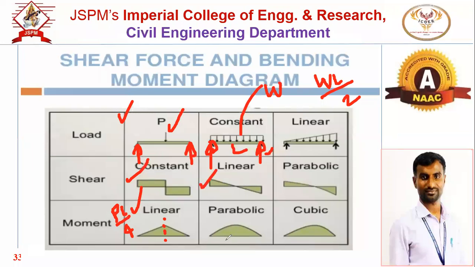And bending moment will be a parabolic curve, or we can say second degree curve, and maximum bending moment will act at center, and that value will be WL square by 8.